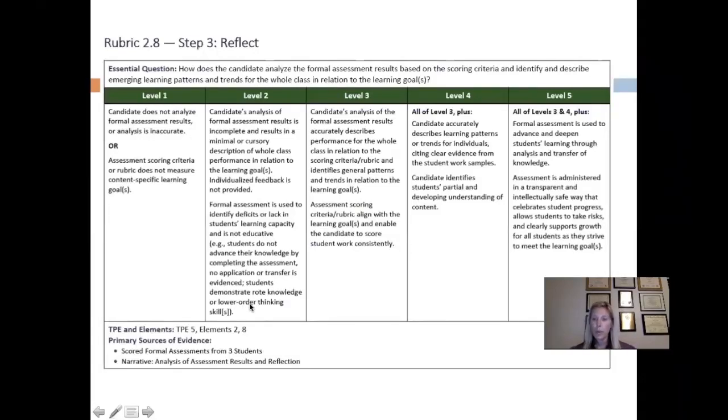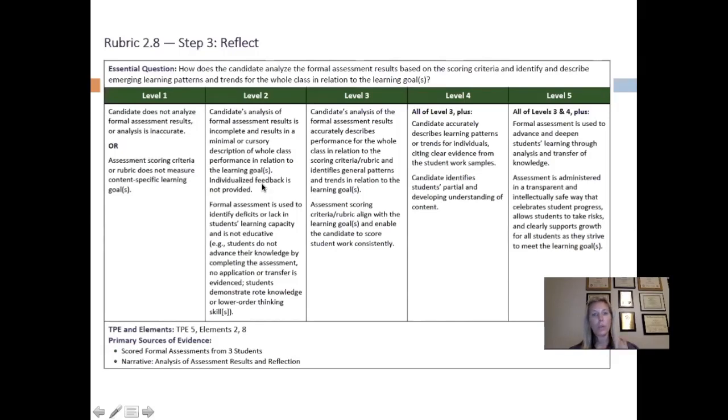And then here's the rubric that ties to the work that we've done up to this point for step 3. We know that a level 2 is considered passing at this time. So let's look at that area first, and then we'll look over at the level 4. So level 2 says that your analysis of the formal assessment results is incomplete and results in a minimal or cursory description of whole class performance in relation to the learning goals. Individualized feedback is not provided.